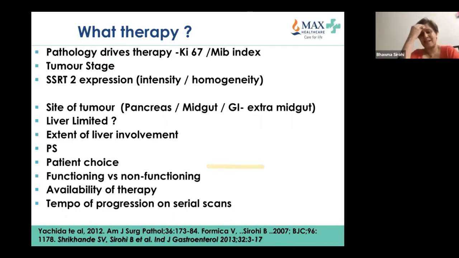So tumor stage, yes, it decides treatment because, obviously, if it's a solitary pancreatic tumor, you would go for surgery. The DOTA scan decides the treatment, the intensity and the homogeneity of the involvement. Site of tumor is very important. Also, a very important question when you have a patient sitting in front of you is whether the patient has liver-limited disease, which we do in colorectal cancer, because we know the 5-year survival can be as high as 40% or even higher in some patients. So very important to know, because even in neuroendocrine, you can think about liver-directed therapies if the patient has liver-limited disease. The extent of liver involvement is very important.